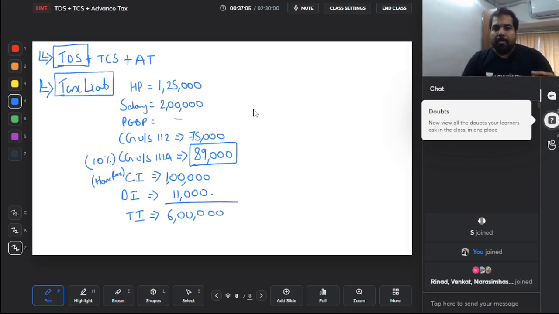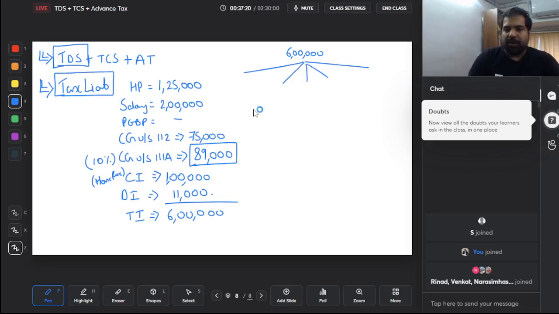Now, do you see capital gain and some casual income? The moment you see capital gain and casual income, you'll have to take this 6 lakhs and make 5 categories. What are these? First is normal rate, then 20%, then 15%, then 10%, and then casual income. So make these 5 categories, guys.